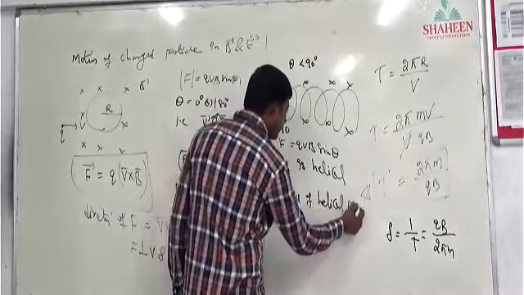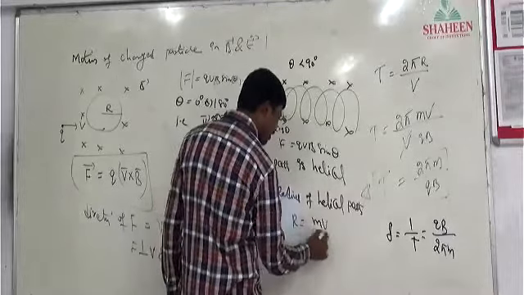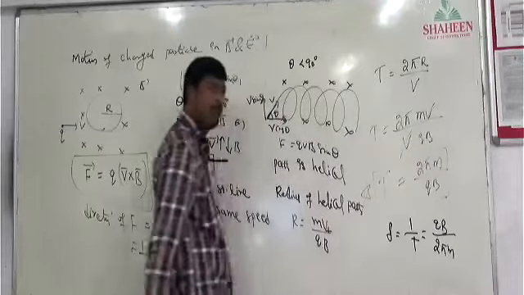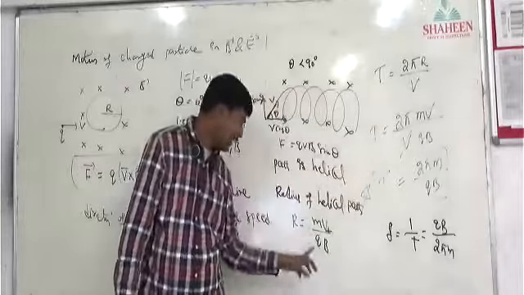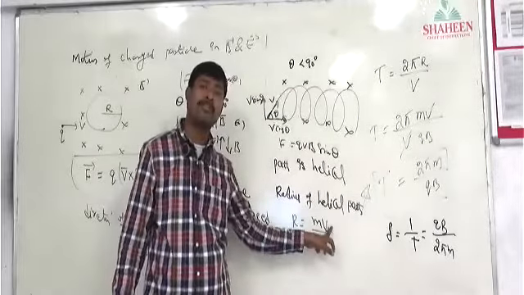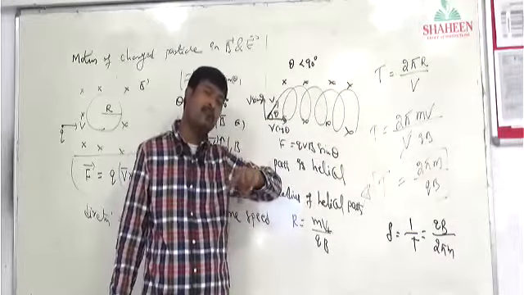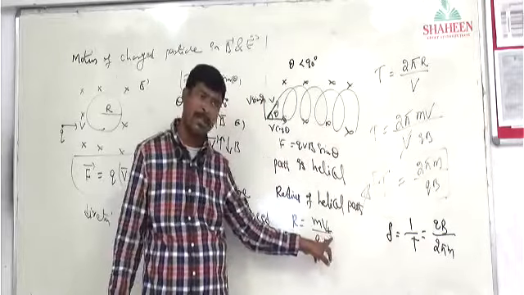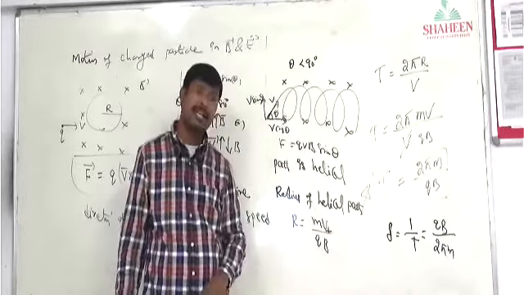path is R is equal to the same mv by qB only, but we have to take the perpendicular component of v. Instead of the direct velocity, we have to take m into v. Which component of velocity should we take? The perpendicular component, the component of velocity which is perpendicular to B. V perpendicular I wrote, over qB. This is the radius of the helical path.